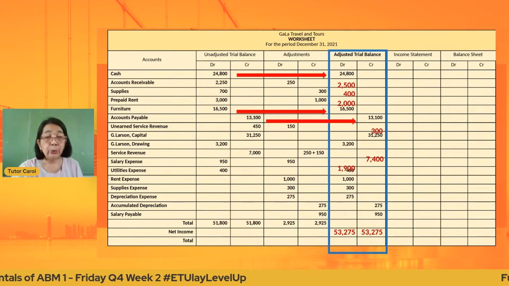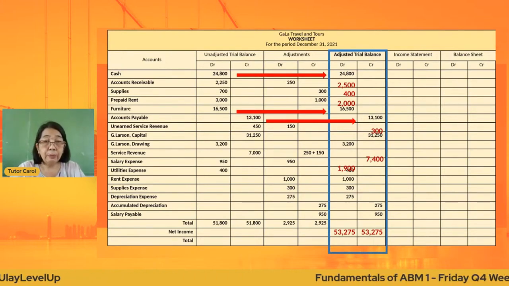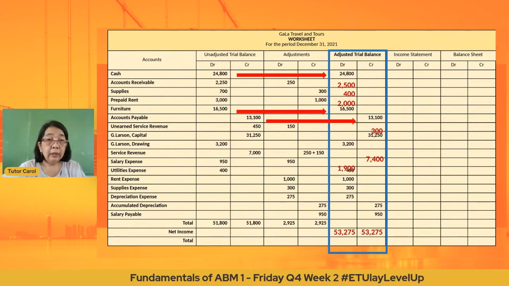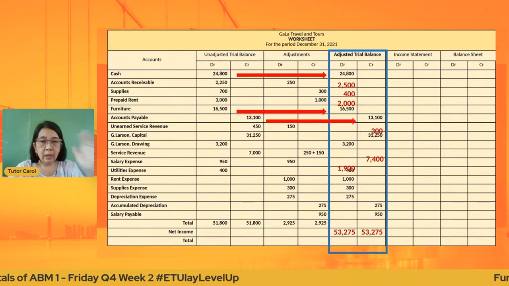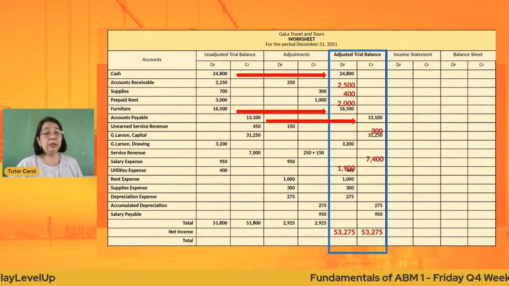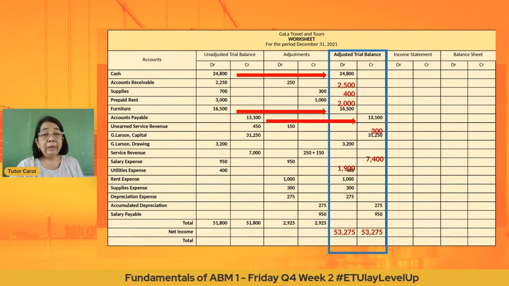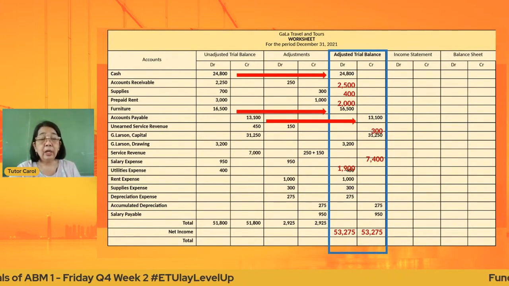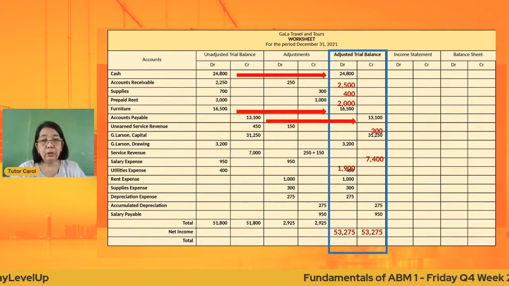Okay, so furniture, wala naman, forward na lang. Same thing with accounts payable, wala. Okay, so unearned service revenue, credit and debit, so we need to subtract that. So meron tayong 300 pesos sa credit side. Okay, so same goes with the other accounts. So, ganun na lang siya. Plus minus, or forward mo na lang siya. Then, pag nagawa mo na lahat yan, total mo na lang siya ulit.